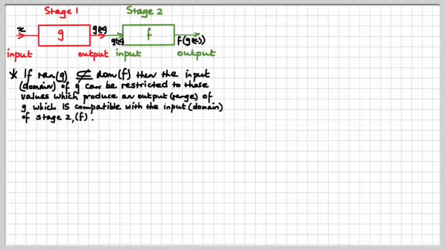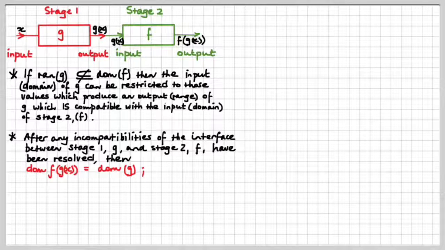Okay, let's keep going. Now, if the range of g is not wholly contained within the domain of f, then the input or the domain of g can be restricted to those values which produce an output or range of g which is compatible with the input or domain of stage 2, which in this case is f.